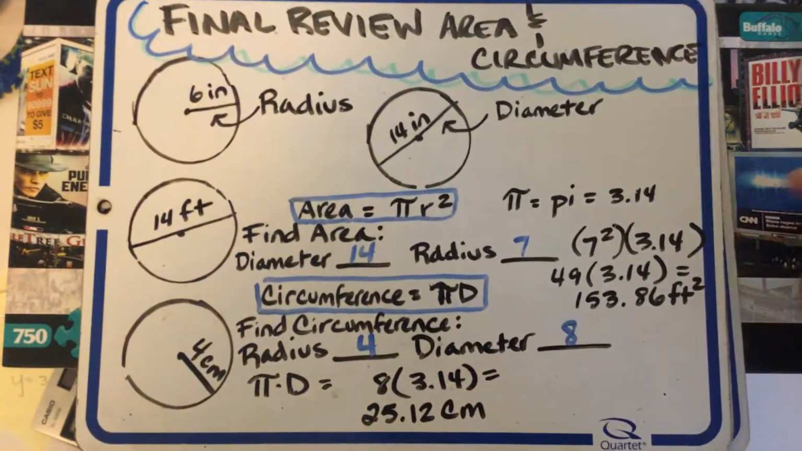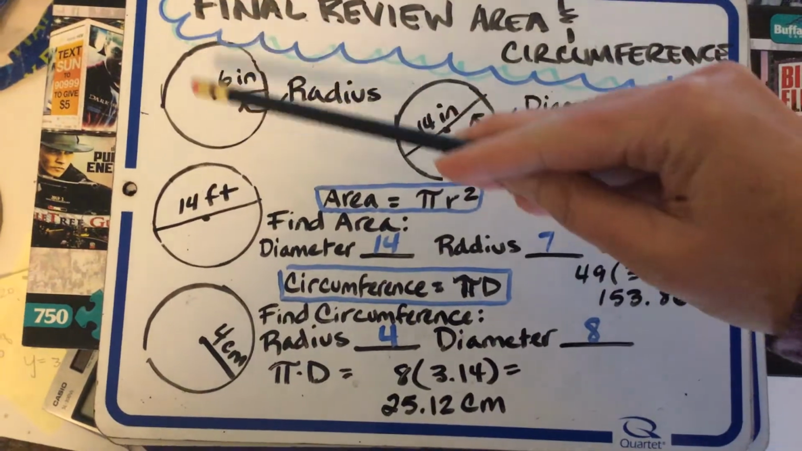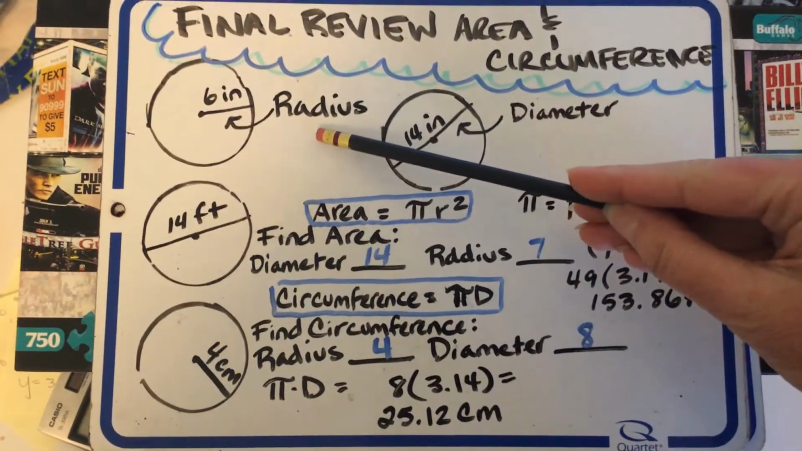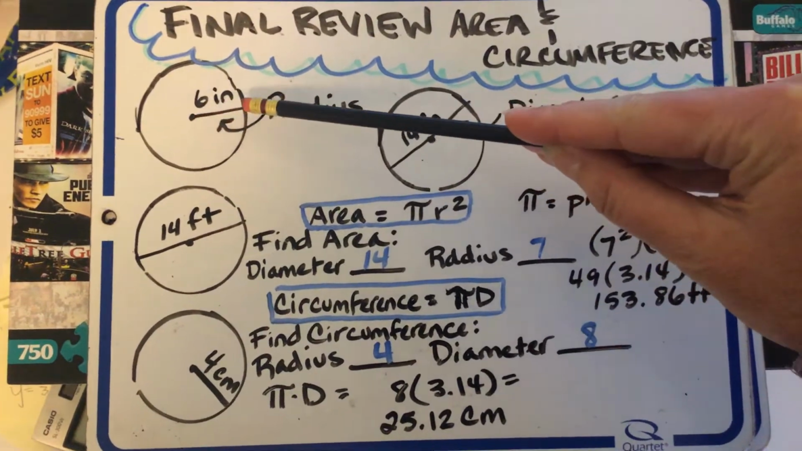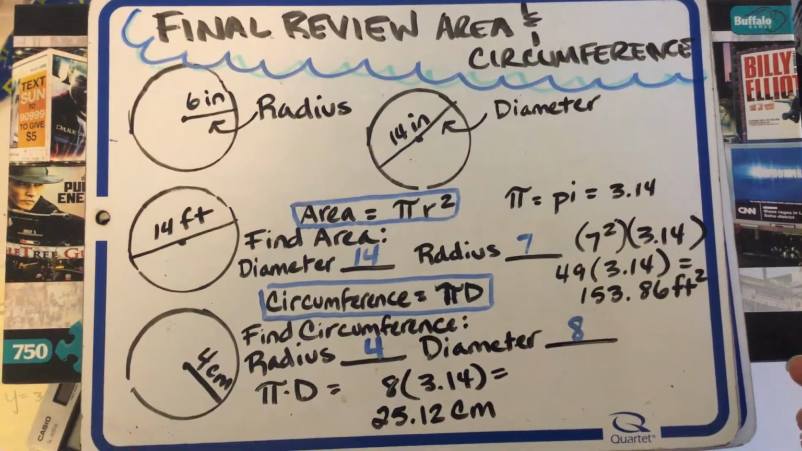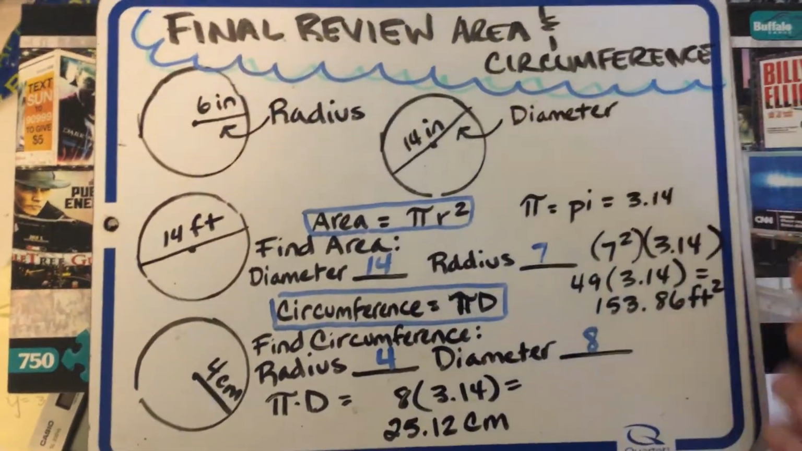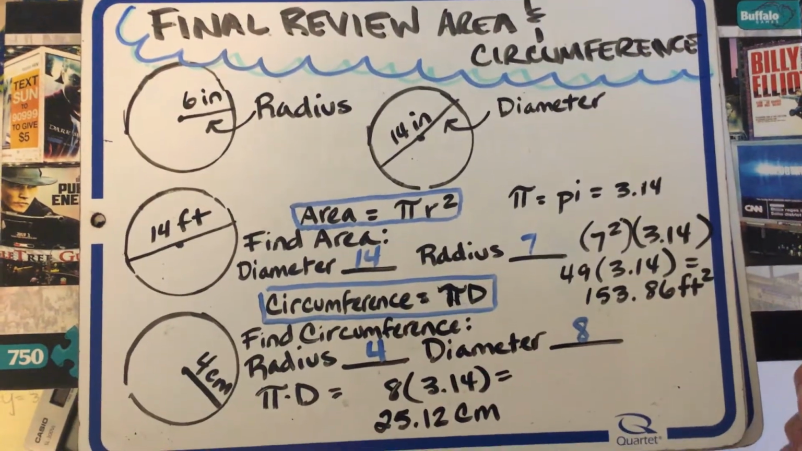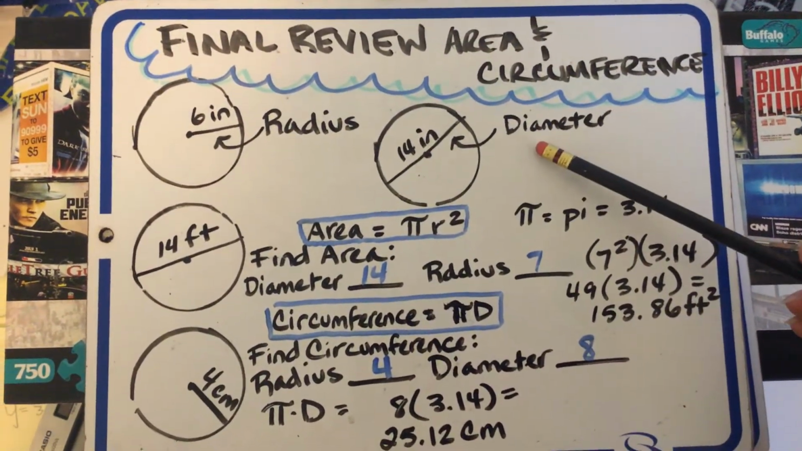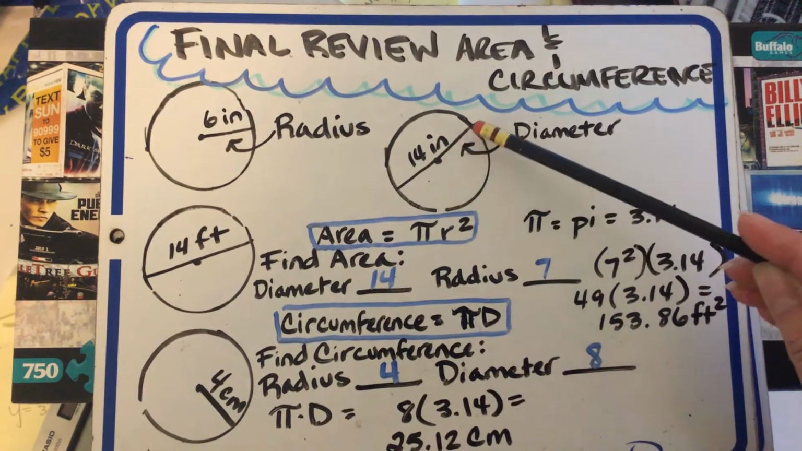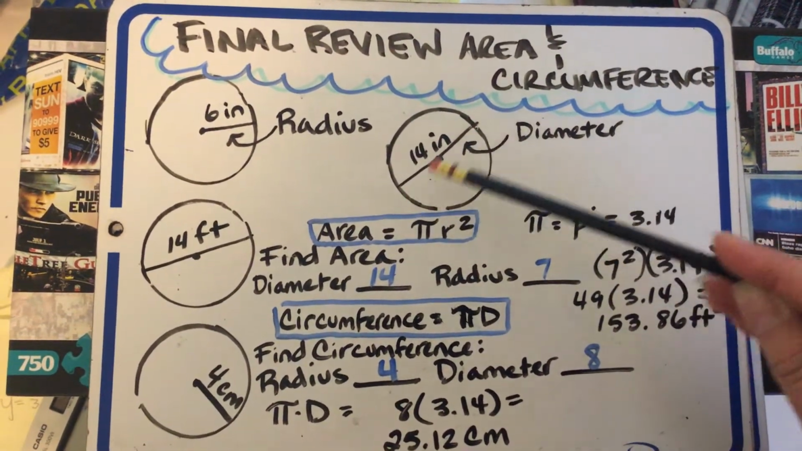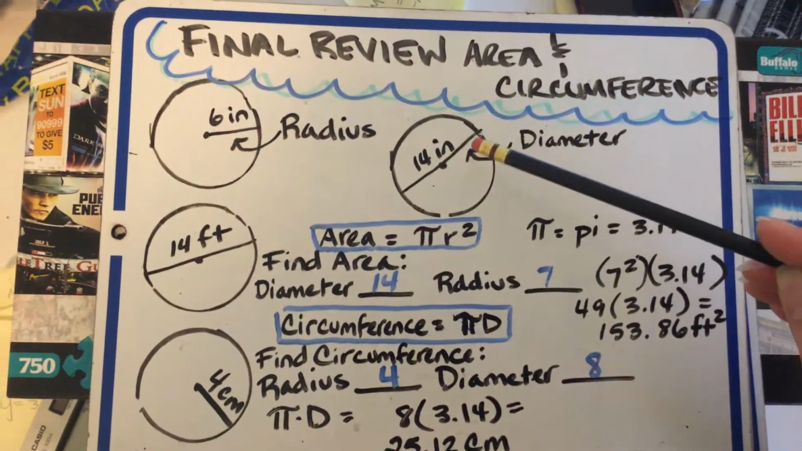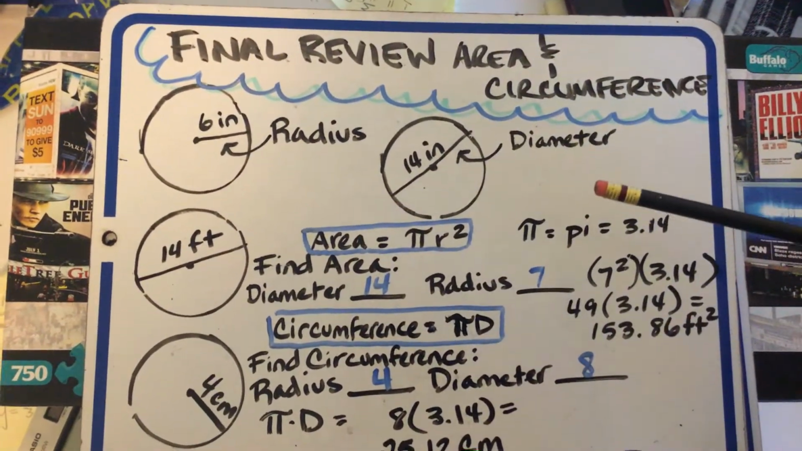Just a reminder that when we're looking at a circle, the radius is the line that is drawn from the center of the circle to the outside of the circle. In this case, the radius would be 6 inches. A diameter is a line that is drawn through the center from one side of the circle to the other. Pardon, my drawing is not perfect. In this case, the diameter is 14 inches.